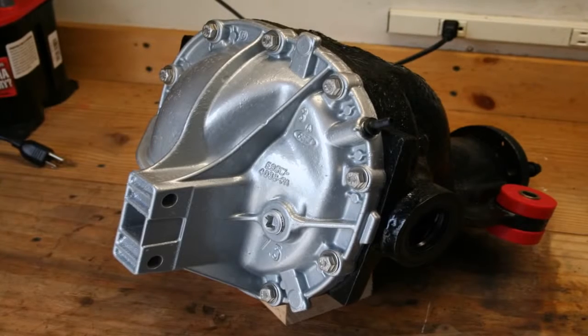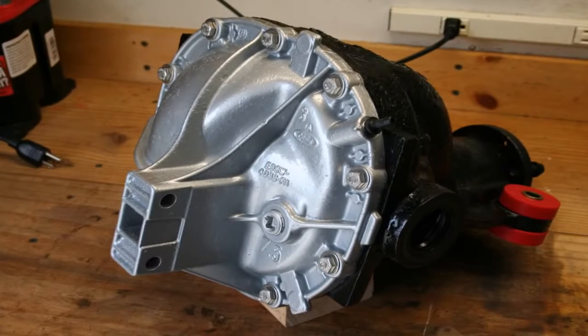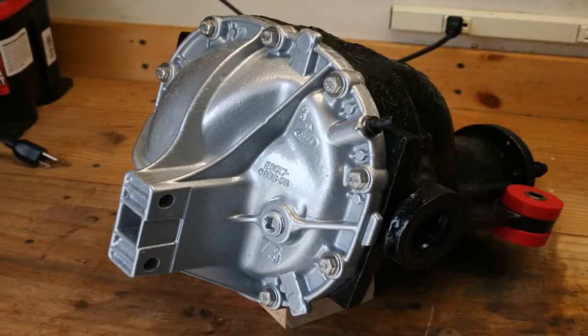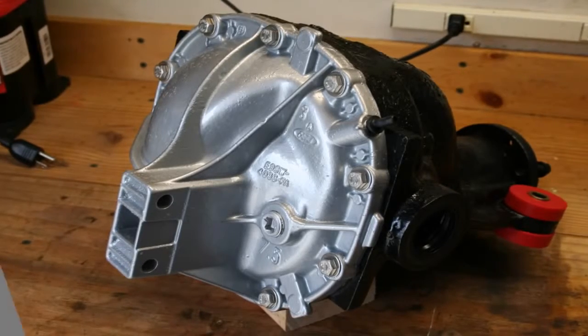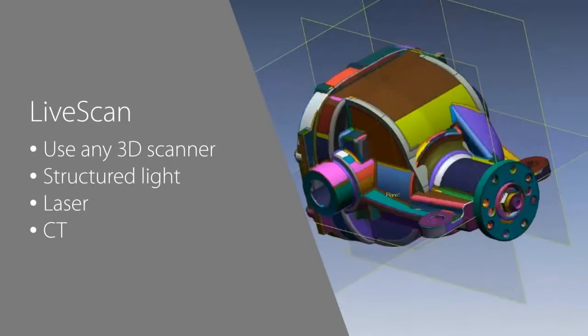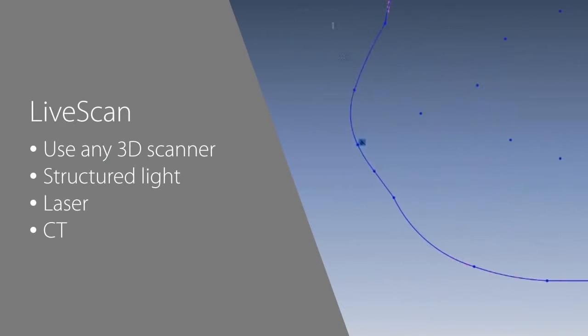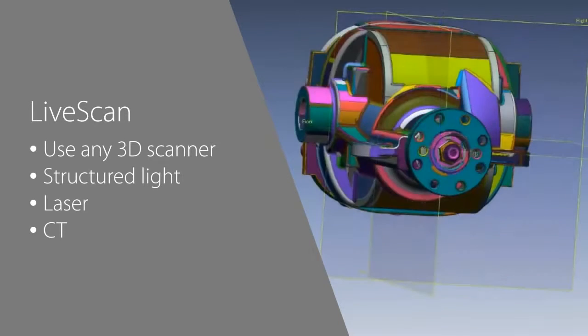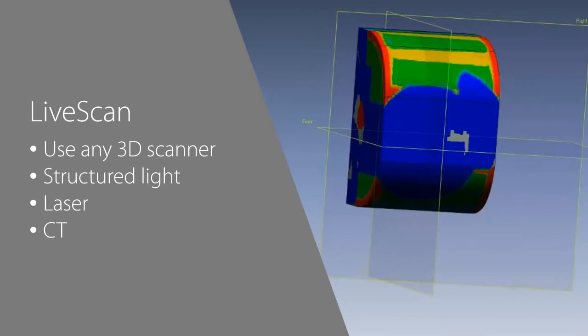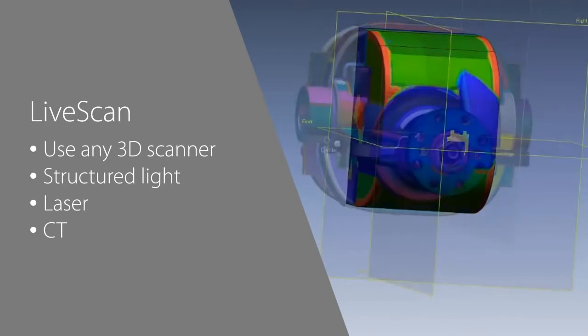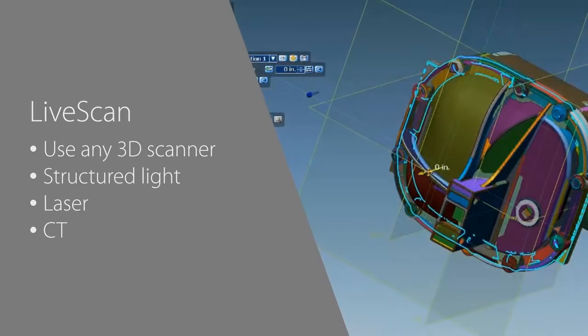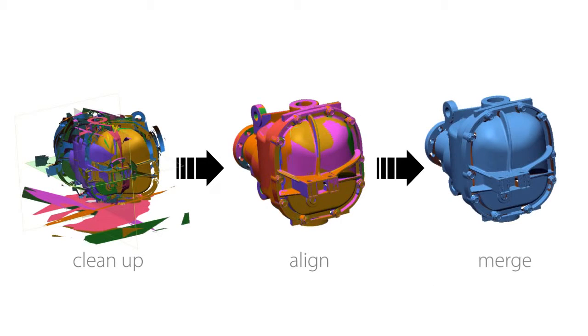We'll use Design X to design a new housing for this differential. The original differential was 3D scanned directly into Design X using the Live Scan feature. 3D Systems has partnered with many 3D scanner makers so that you can scan directly into Design X. You can also import point cloud and mesh data from any 3D scanner, including structured light, laser, and even CT scanners. Our legendary mesh editing tools are built in, enabling us to clean up, align, and merge the scans into a single object with ease.